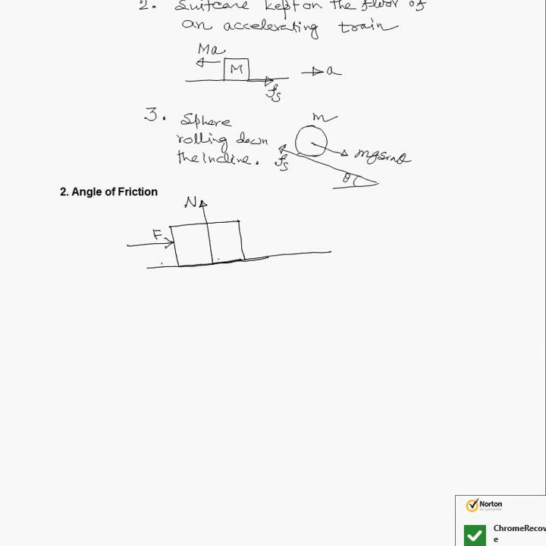as we have earlier discussed, the resultant of the normal reaction and Fs max is the contact force, and this contact force makes an angle alpha with the normal reaction. This alpha is the angle of friction.